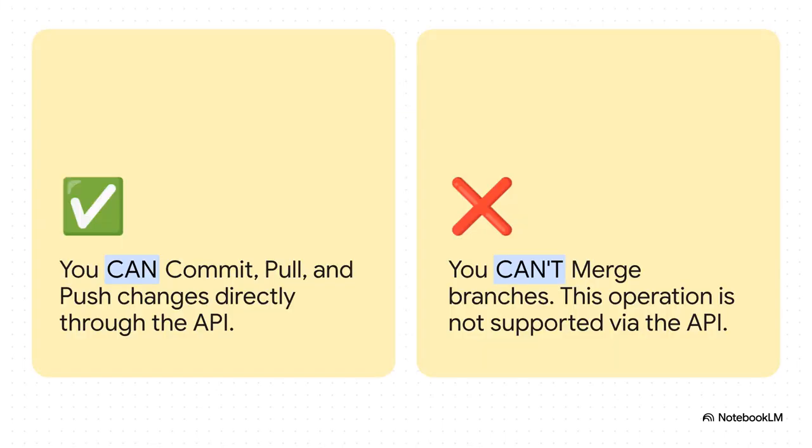Now, it is important to know where the limits are. This API is fantastic for all the day-to-day stuff, committing, pulling, pushing your changes. But for more complex Git wizardry, like merging different branches, that's not supported through this high-level API. For that, you just use the standard Git tools you're already used to.